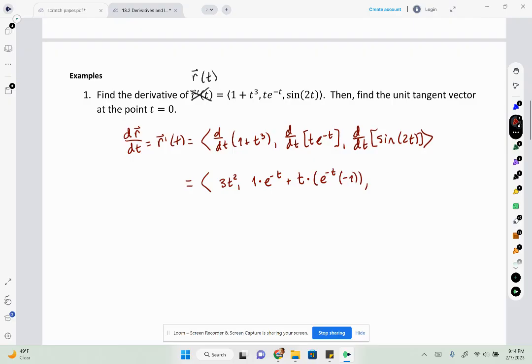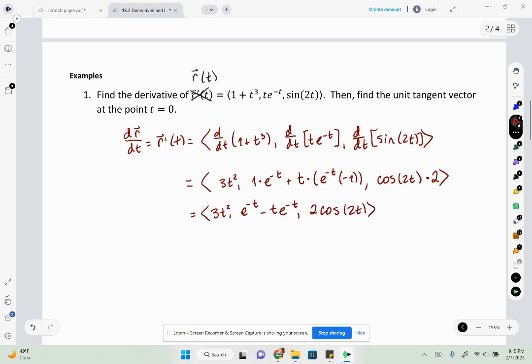Okay. And the derivative of sine of 2t is going to require the chain rule. We take the derivative of the outside sine, and we get positive cosine of 2t, and then times the derivative of 2t, that's going to give us a 2. So now we just clean up our mess a bit. This gives us 3t squared in the first component, and then the middle one will be e to the minus t minus t e to the minus t, and then the last component is 2 cosine of 2t. Okay, so that's our r prime of t.